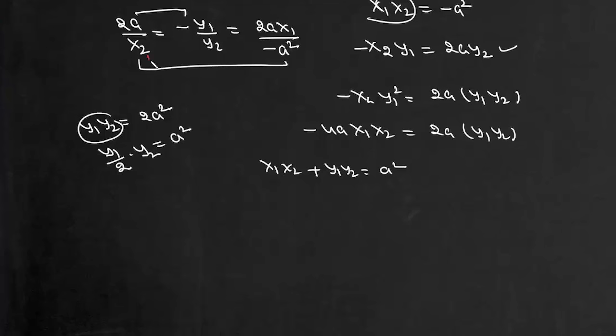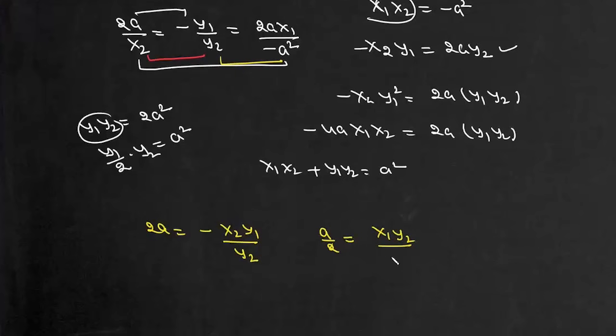Now, for the C part, we'll take these two. So we'll have 2a equals minus x2 y1 upon y2. And if we take these two, then we'll have a by 2 equals x1 y2 upon y1. Now we'll put the value of a in this, then we can write 2 times, and this a is 2 x1 y2 upon y1, and it will be equal to minus x2 y1 upon y2.